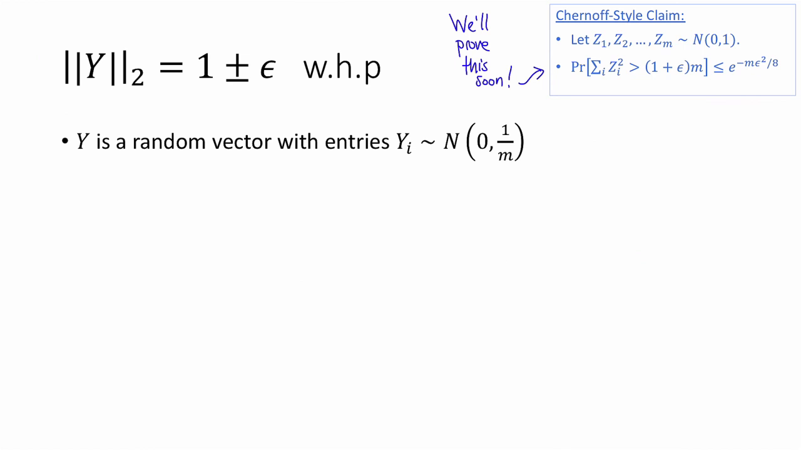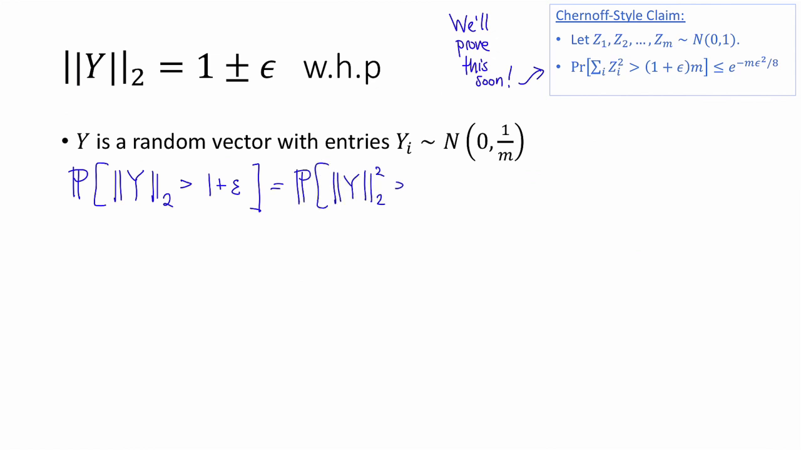Okay, so y, which was the first column of A, is a random vector with entries that are Gaussian with mean 0 and variance 1 over m. The probability that the L2 norm of y is greater than 1 plus epsilon is equal to the probability that the L2 norm of y squared is greater than (1 plus epsilon) squared, which is less than or equal to the probability that it's bigger than 1 plus epsilon. This is because (1 plus epsilon) squared is always bigger than 1 plus epsilon.